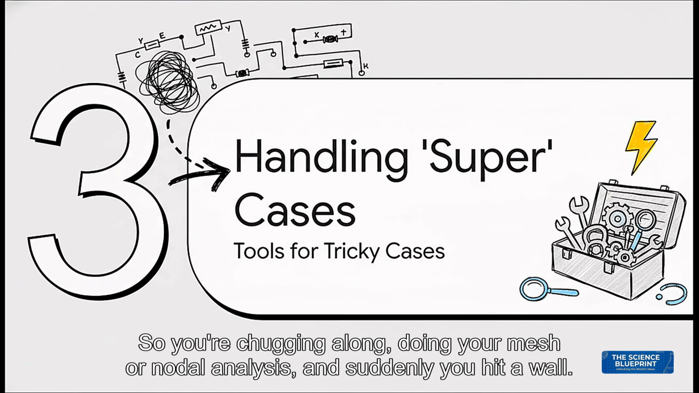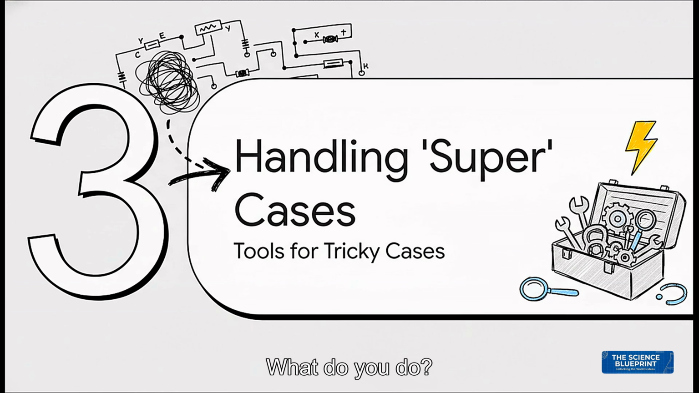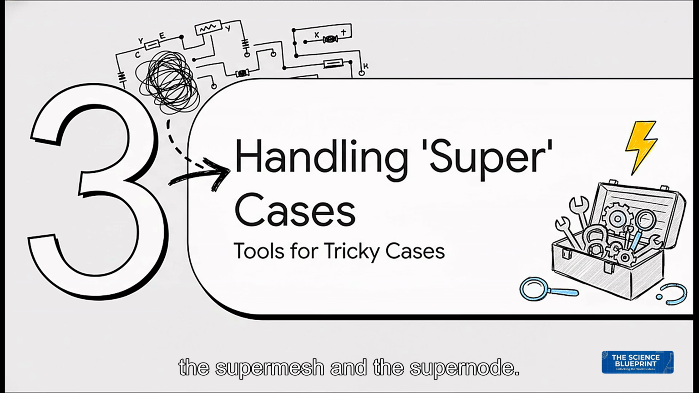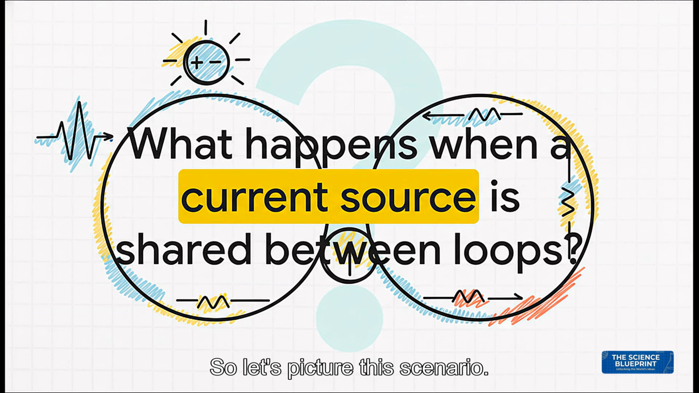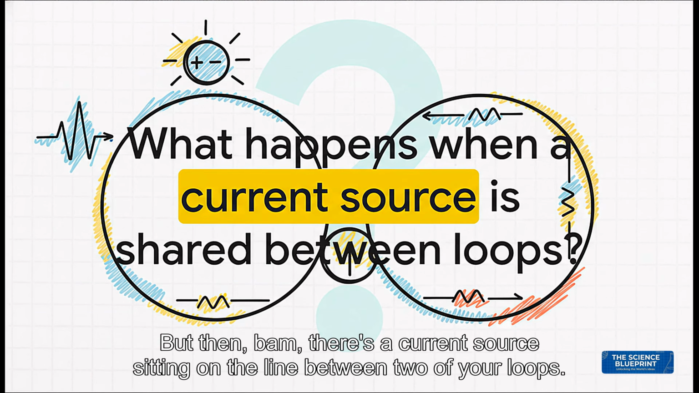So you're chugging along, doing your mesh or nodal analysis, and suddenly you hit a wall. There's some weird component right where you don't want it. What do? Well, for these special cases, we have a couple of special attachments for our power tools, the supermesh and the supernode. So let's picture this scenario. You're using mesh analysis, which relies on KVL, the voltage law. But then, bam! There's a current source sitting on the line between 2 of your loops.